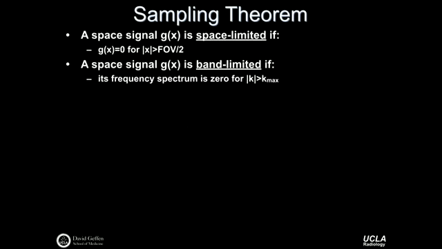Okay, so let's continue to link this up with other things that we specify, like our field of view. There's a couple things that fall out of what we call the sampling theorem. One is we can state that a space signal, meaning a signal that varies over space, that we call a g of x, we call it a space-limited signal if your g of x is 0 outside of your field of view. That just means that you have a finite object, and the extent of that object is inside of the field of view that you specified. So everything falls inside of your field of view. And then you have a so-called space-limited signal.